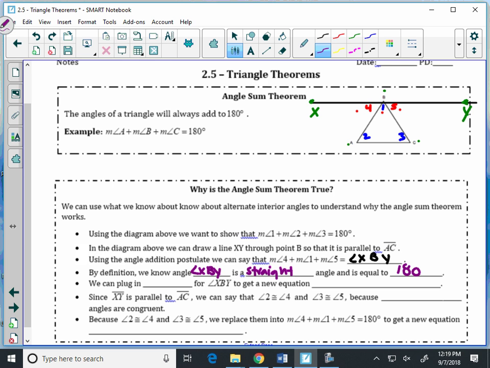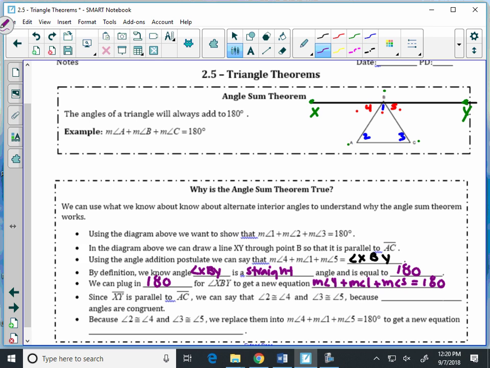Essentially what we're doing is taking 180 and plugging it in for that angle. We get our new equation: measure of angle 4, plus the measure of angle 1, plus the measure of angle 5 equals 180. They're making a straight angle. Therefore, all three of them add to 180. So that's what that person noticed. They drew the line and said, oh, these three angles make a straight angle. Therefore, these angles add to 180 degrees. So they noticed.